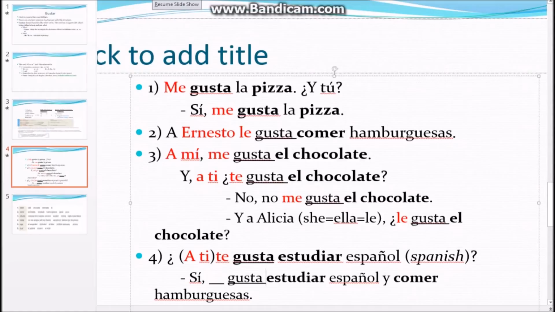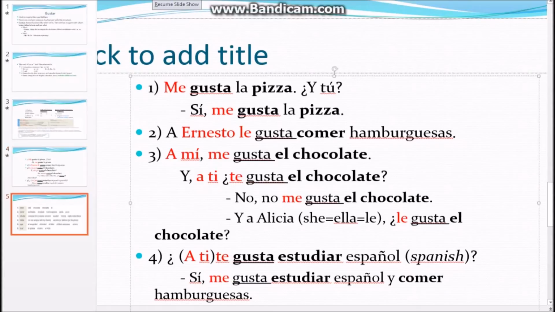How do we know which pronoun to choose? Someone's asking us a question because it says, "a ti te gusta estudiar español." So if someone's asking us a question directly, we want to reply in the yo form. But remember, we can't use yo with the gustar construction. So which pronoun agrees with yo? We want to say, I like studying Spanish and eating burgers. So yo agrees with what? Me, te, or le? Me.